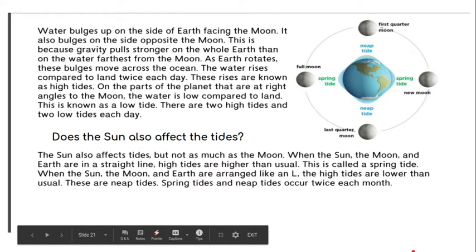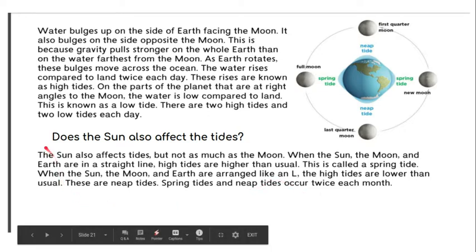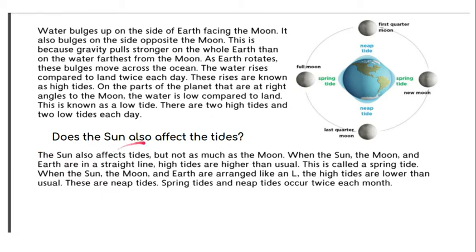tides? Well, we're going to read this paragraph right here and find out if the sun also affects Earth's tides. Okay, so read along or pause and read to yourself. The sun also affects tides, but not as much as the moon. When the sun, the moon, and Earth are in a straight line, high tides are higher than usual. This is called a spring tide.